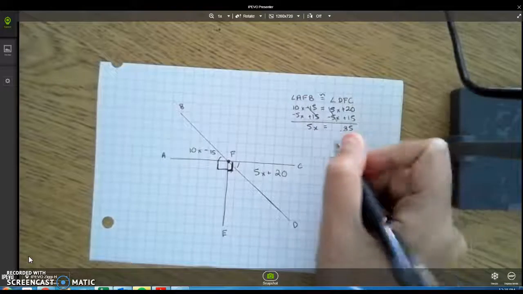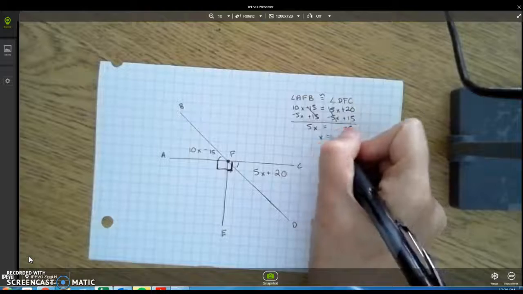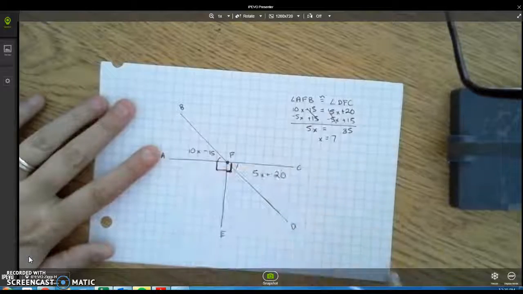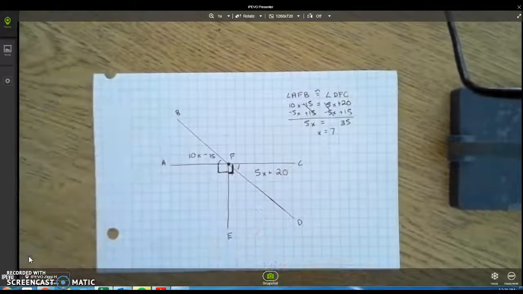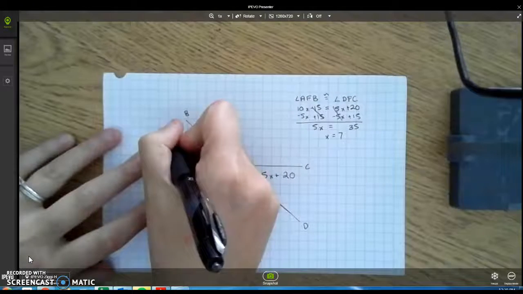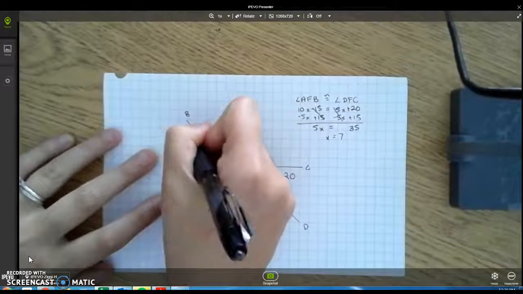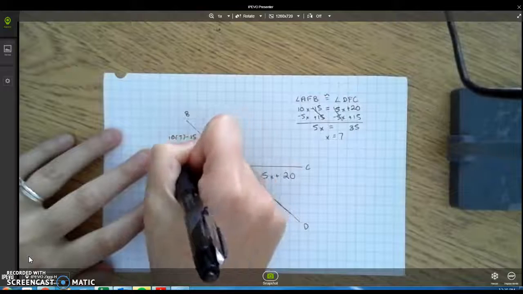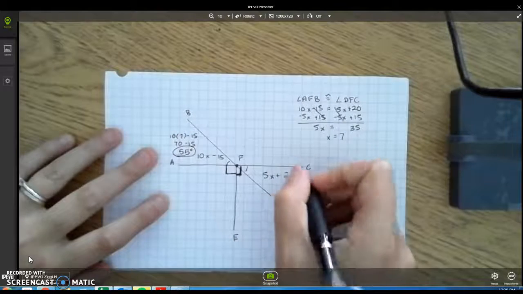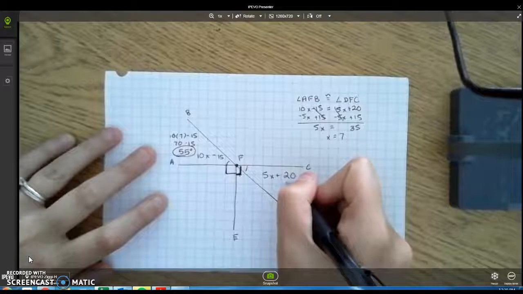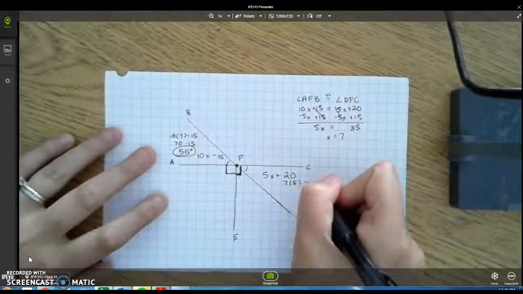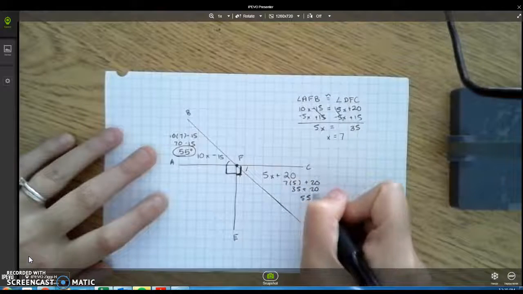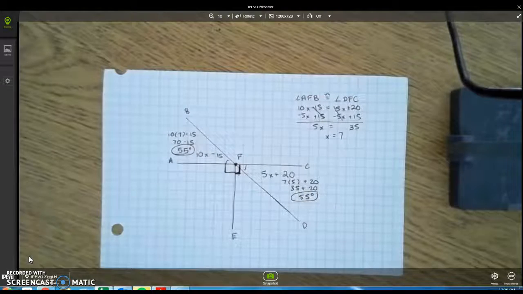So I get 5 times x equals 35. Divide both sides by 5, we get 7. So let's plug in. If these two are equal, then I did that correctly, right? Because they should be congruent, they should be equal. 10 times 7 minus 15. 70 minus 15 is 55 degrees. Down here, 5 times 7 plus 20. 35 plus 20 is 55. Perfect. So we found the right x value.